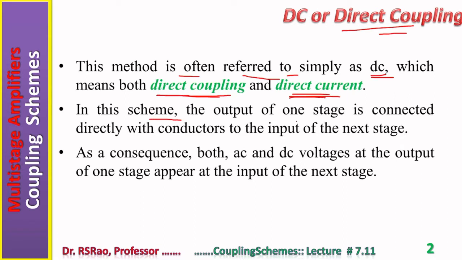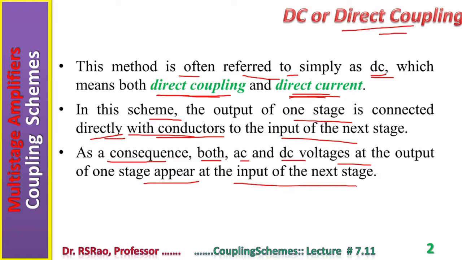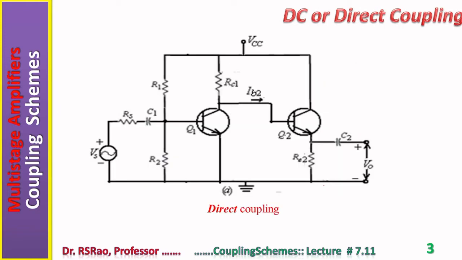So DC can mean direct coupling, it can mean direct current too. In this scheme, the output of one stage is connected directly with conductors to the input of the next stage. So no capacitor is required, no transformer is required, only two wires. That's why it is called the simplest coupling scheme. As a consequence, both AC and DC voltages at the output of one stage appear at the input of the next stage.